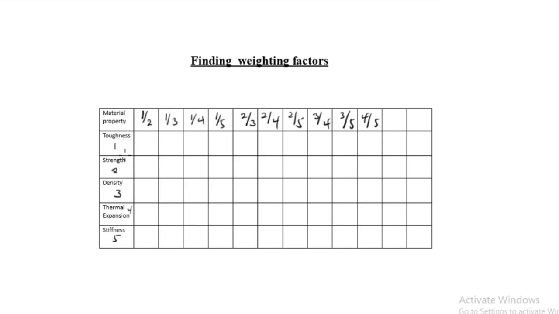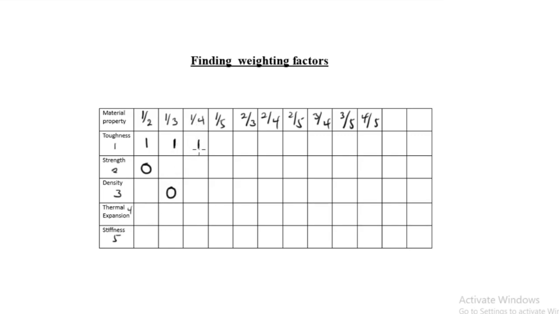So when I compare toughness to strength, I'm going to give toughness 1 because toughness is what I want, and strength is 0 because strength is not what I want. I'm going to compare toughness to density. Toughness gets 1 because it's more important than density for this application, so density becomes 0. Then I'll take toughness and thermal expansion.